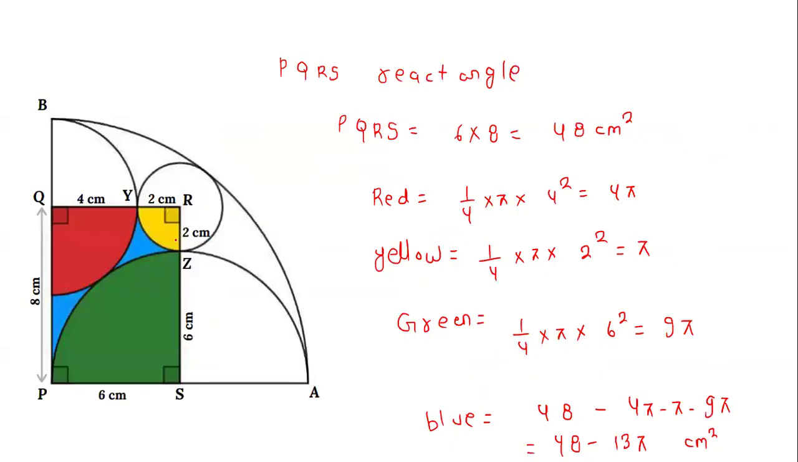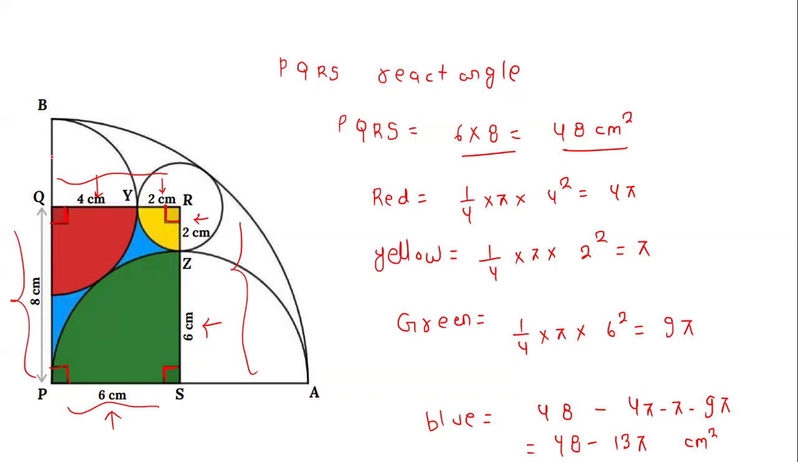So here you can see that after assuming 2, like this is 4 centimeter, this is 2 centimeter, this is 2 centimeter, this we know 6 centimeter, this is 6 centimeter, this is 90 degree angle, this is also 90 degree angle, this is also 90 degree, and this is also 90 degree. And this side is 8 and this side is 6. Both. So PQRS is a rectangle whose area is simply 6 times 8, which is 48 centimeter square.